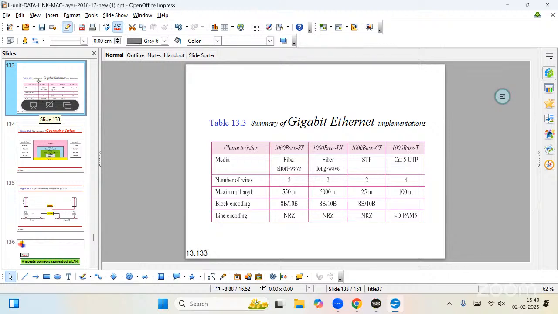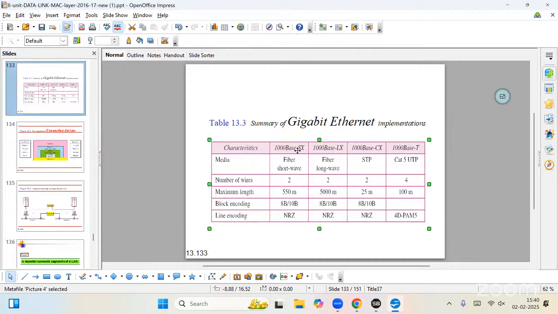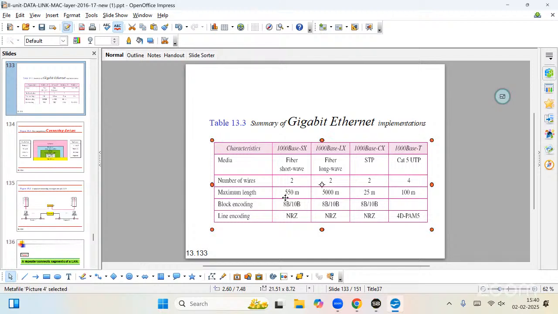Giga Ethernet has SX, LX, CX and T. SX means short fiber. LX is long fiber. For STP we can use CX, and here we can use UTP, unshielded twisted pair. Number of wires: here 2, for CX 2, and for T 4. The maximum length is 550 meters here, 5000 here, and 100 here. So for block encoding, the data can be transmitted with 8B/10B block coding, line coding.